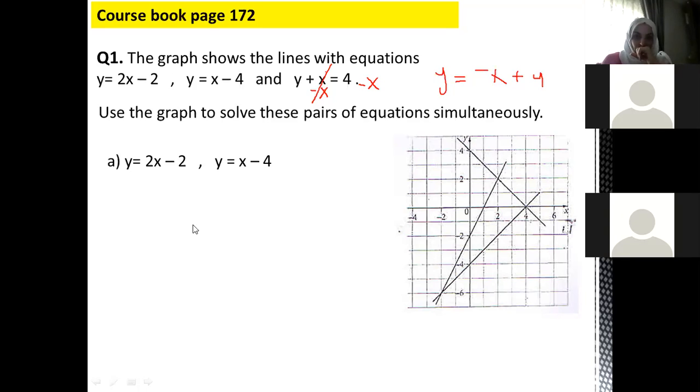So we find the intercepting point for the two equations. Negative 2 and negative 4. Is it 2, 2? Is it 2, 2?